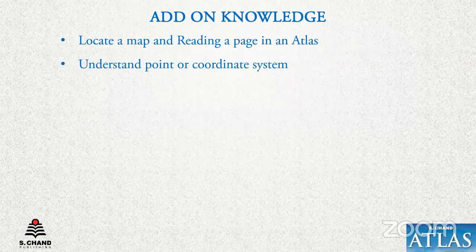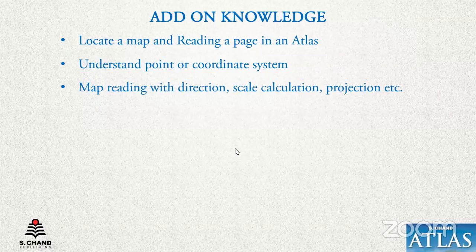So understand the point and coordinate systems. So X, Y. The grid is coming from top to bottom, left to right. Where it is merging, that is the particular point or coordinate of one map. They will very easily understand who will read the atlas in the proper way.